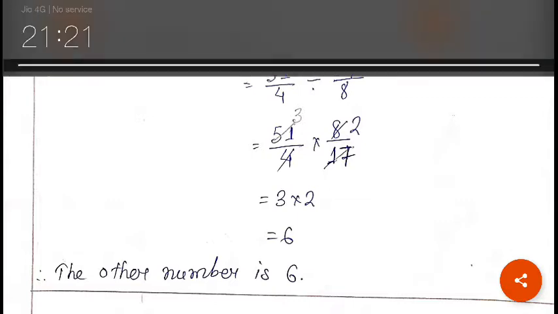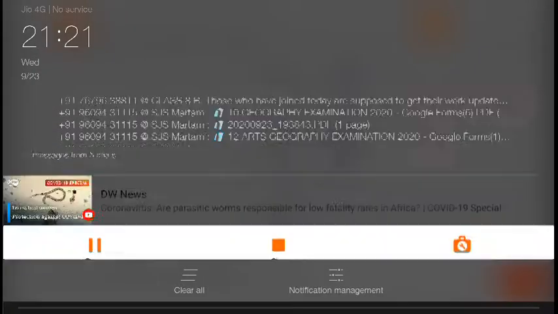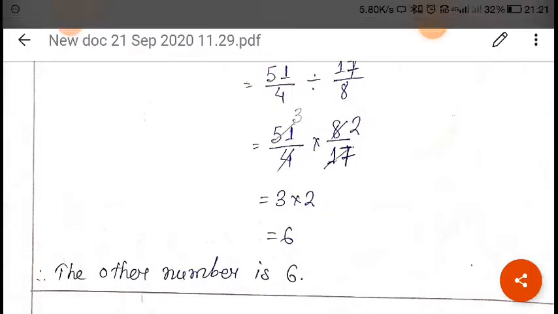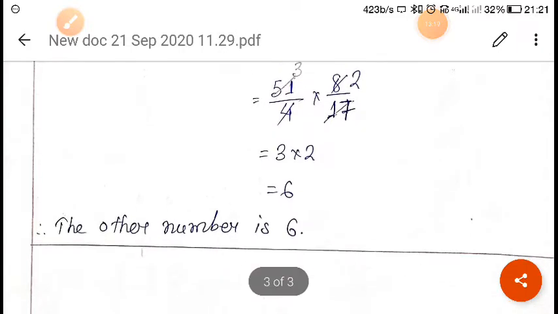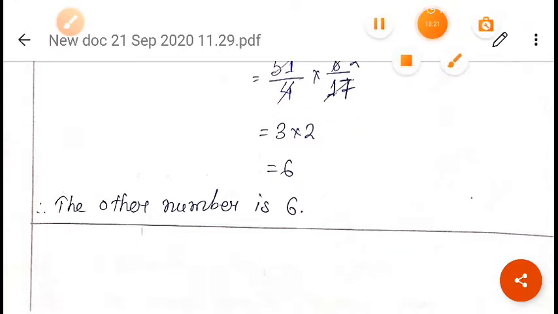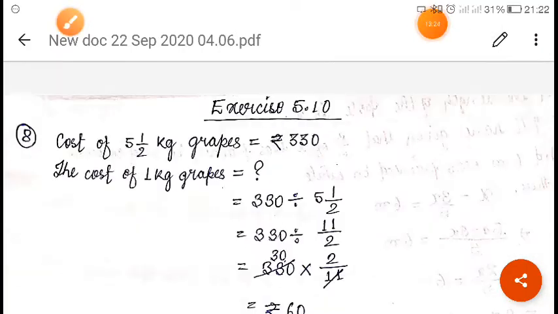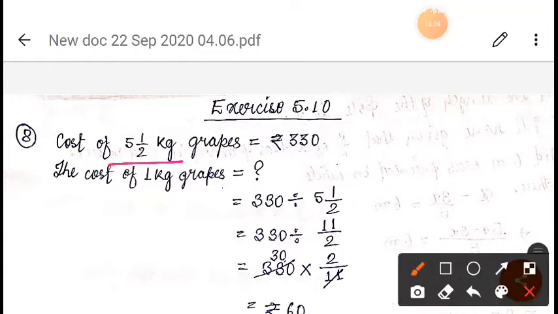Now for question number 8, now we will see question number 8. Question number 8 is: if the cost of 1 by 2 kg grapes is 330, find the cost of 1 kg. Very simple. Cost of 1 by 2 kg is this one. We have to find the cost of 1 kg.